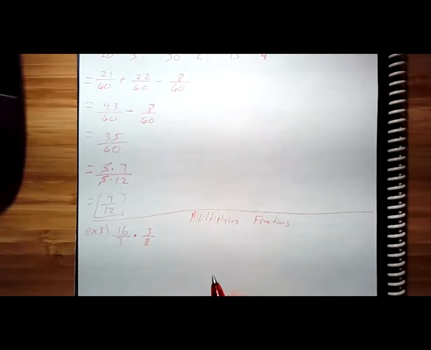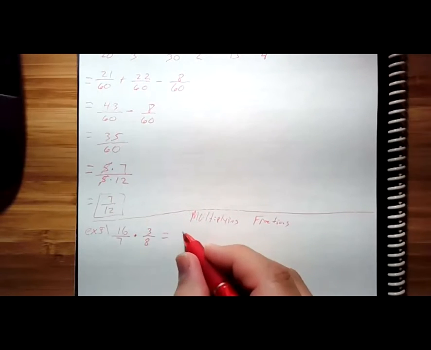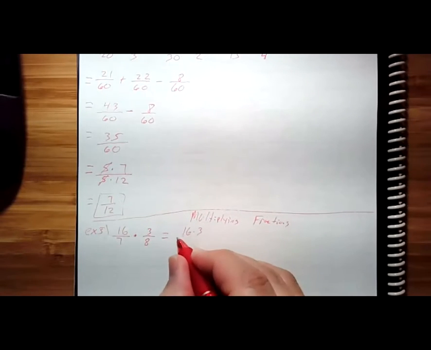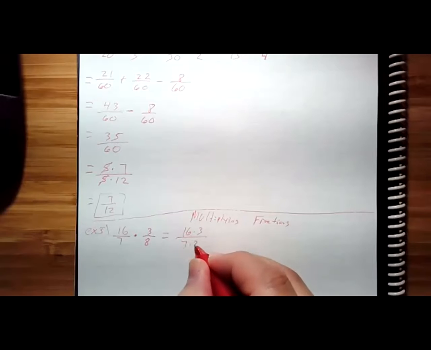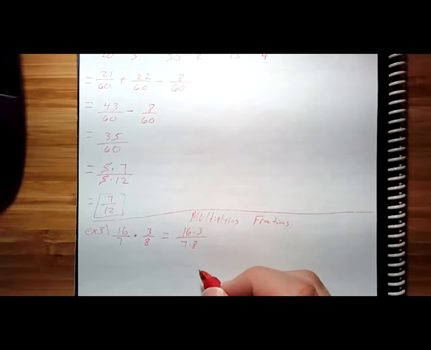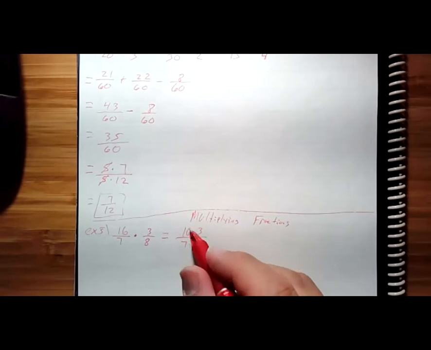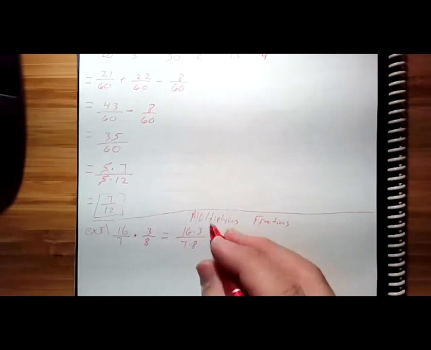So when you multiply, what I recommend you do is just put them next to each other. Do 16 times 3, but don't actually multiply. 7 times 8. So at this point, you can start reducing. If you're comfortable dividing in your head, just say, oh, 16 divided by 8 is 2, that's cool.